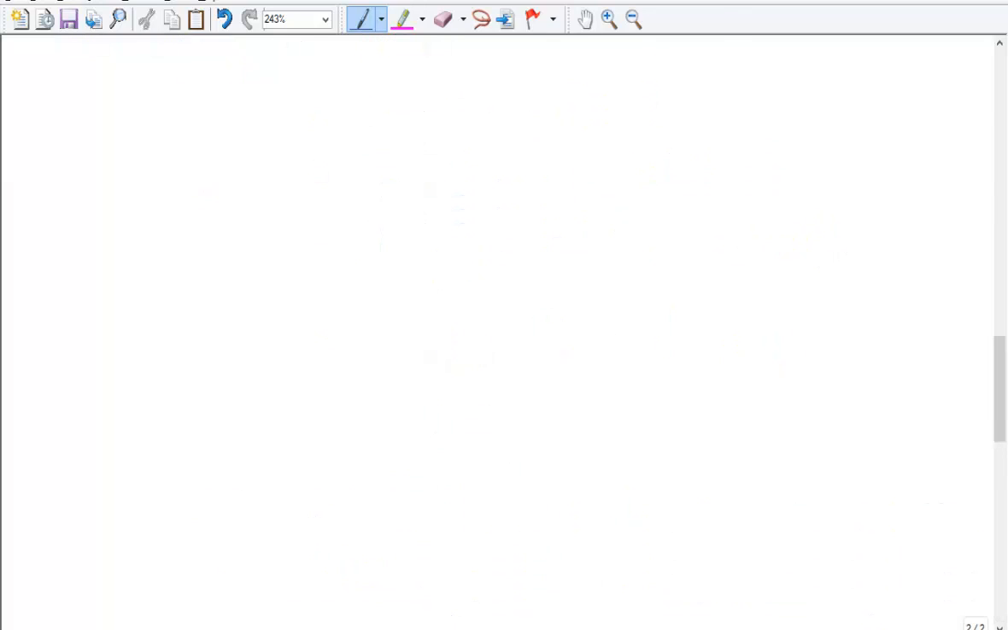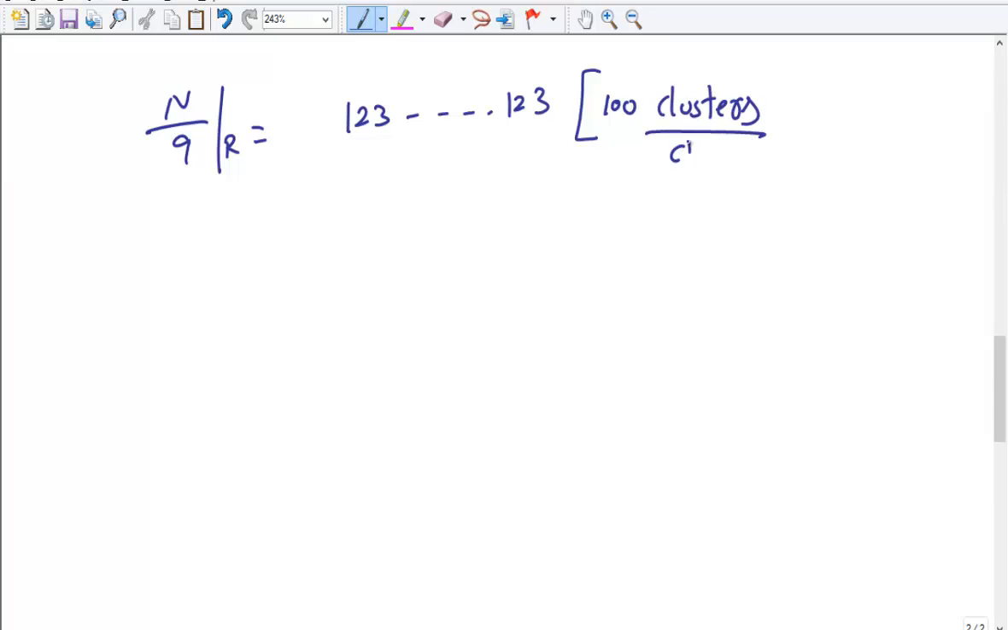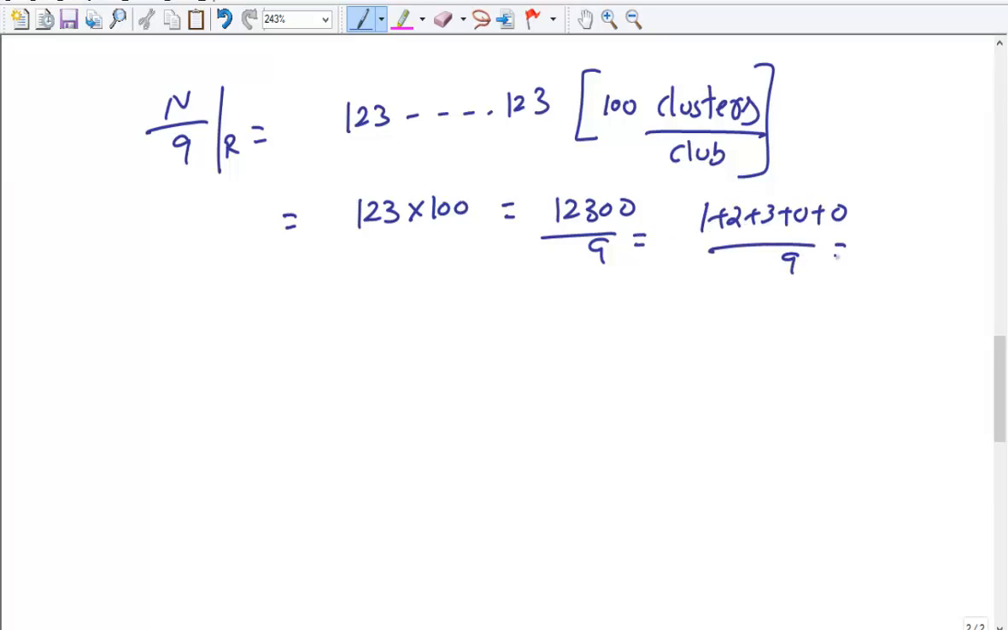Or else you can do this in a different way, that is n divided by 9 remainder. We have got 1, 2, 3, that is 123. So we have got 100 clusters or 100 clubs actually. Each club value is the same, that is 123. So we can say 123 into 100. So that's going to be 12,300 divided by 9. We can add 1 plus 2 plus 3 plus 0 plus 0 by 9. That's going to be 6 by 9. So the remainder is 6.